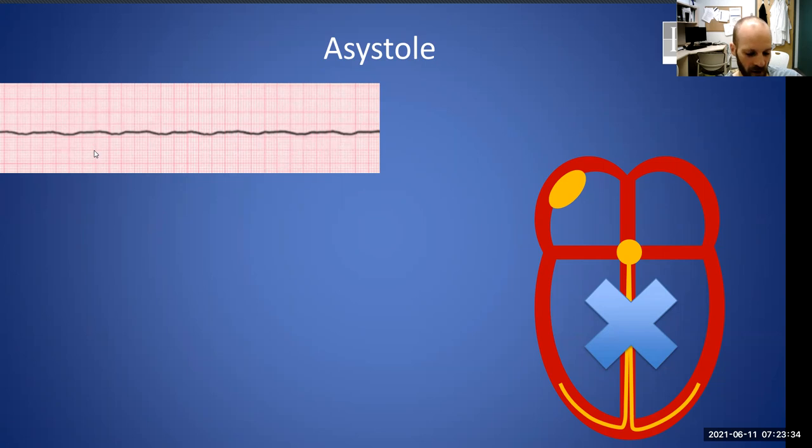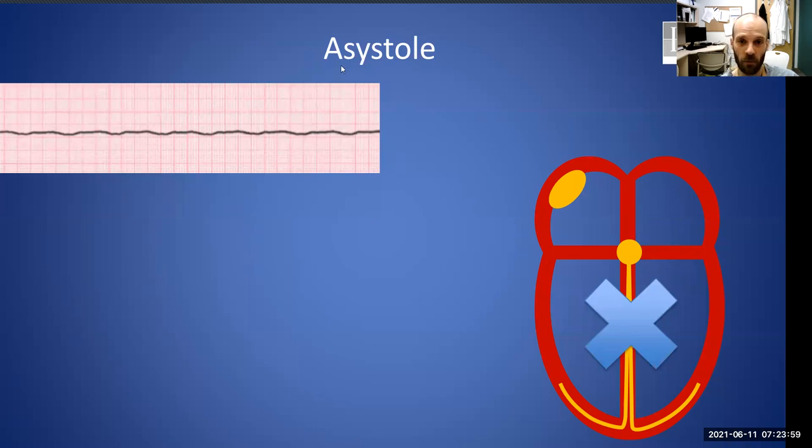The reason I'm going to talk to you about these things is not because you're likely to be asked to interpret an ECG of asystole. That's not going to be the case. But the reason I'm showing you some of these things is because we're really interested in things from an inherited arrhythmia point of view, because these things lead to people dying, and this is how people die.